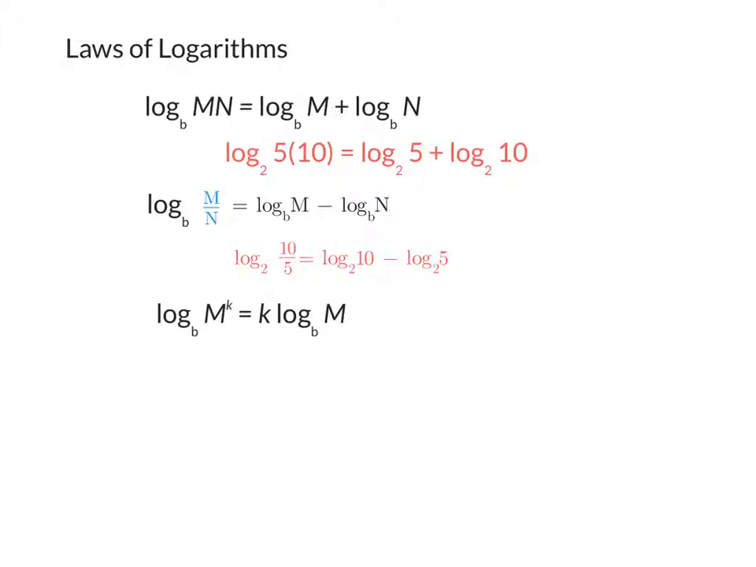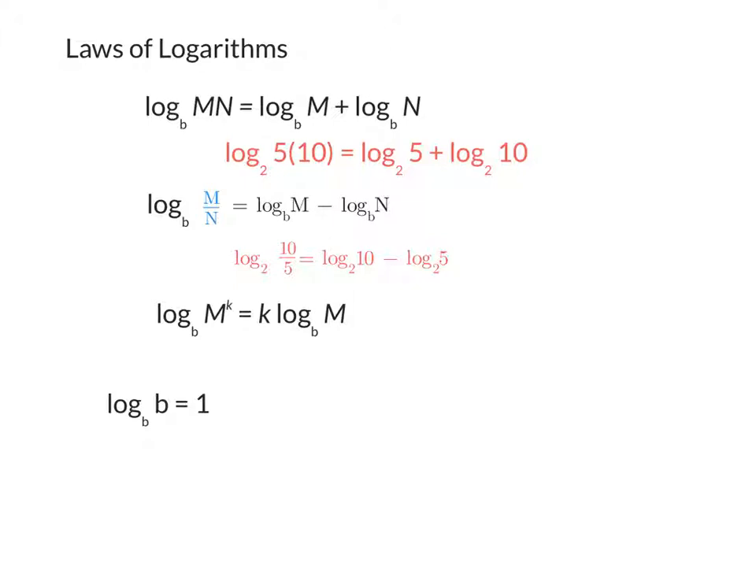Now the last of these basic laws of logarithms is the power law or power rule. And this says that the log to the base b of m to the k is simply equal to k times the log to the base b of m. So whatever that exponent is, you simply move it out front of the log and multiply it, and that is the basic power law of logarithms.